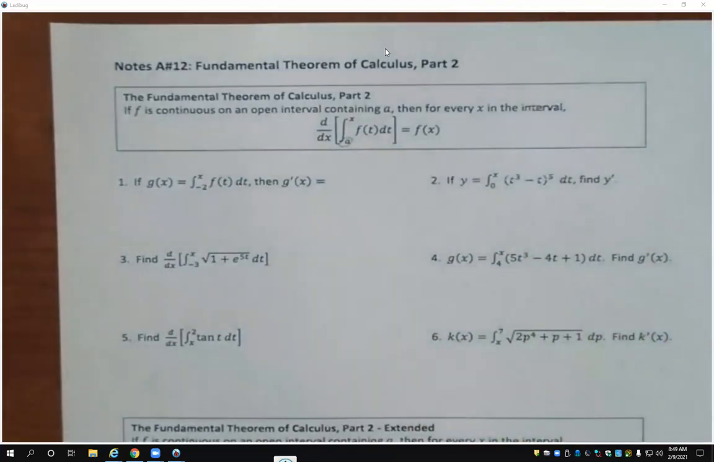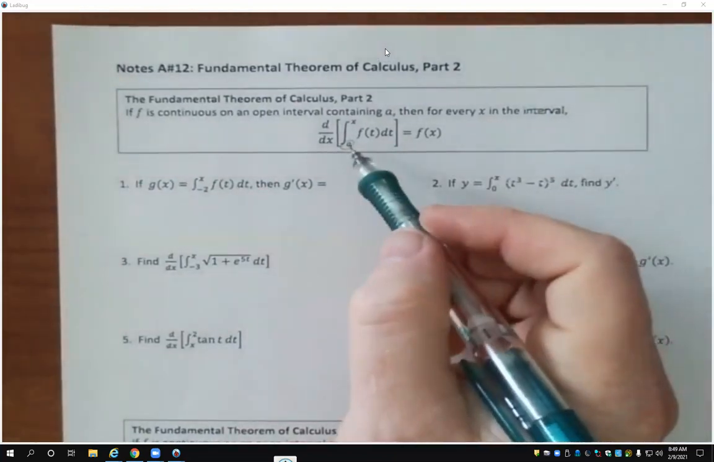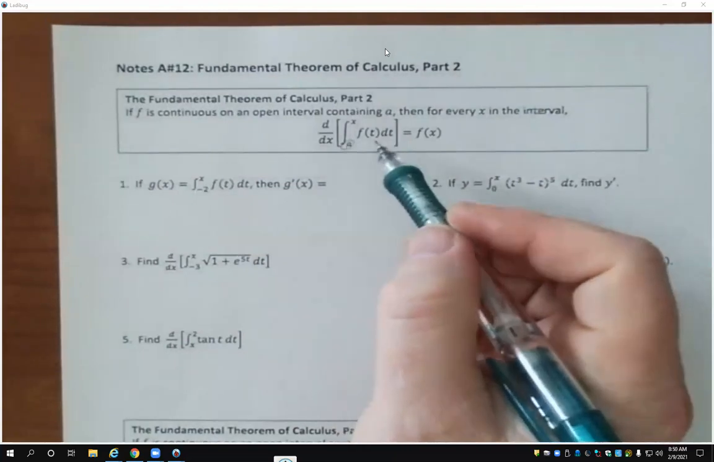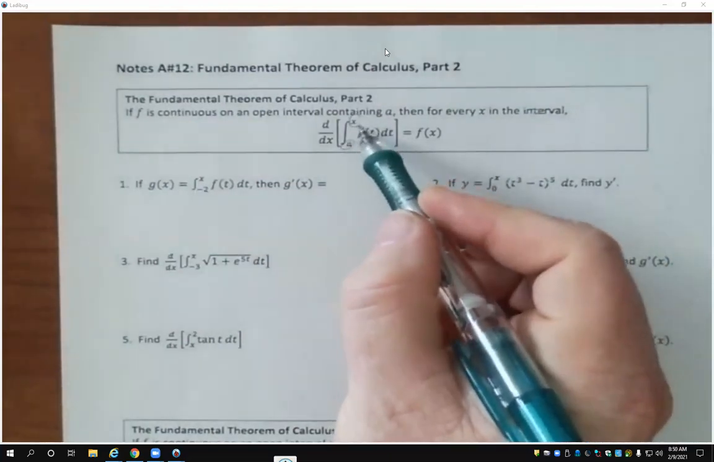Does the derivative sign and integral sign basically cancel each other out? That is correct. Okay. So what's really the point of it then, if it just cancels? Well, you still have to plug in this x.